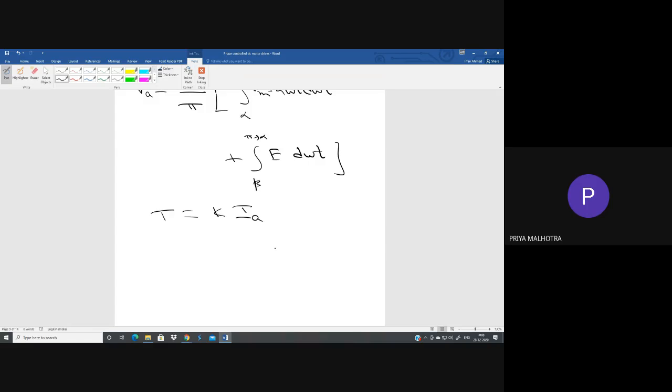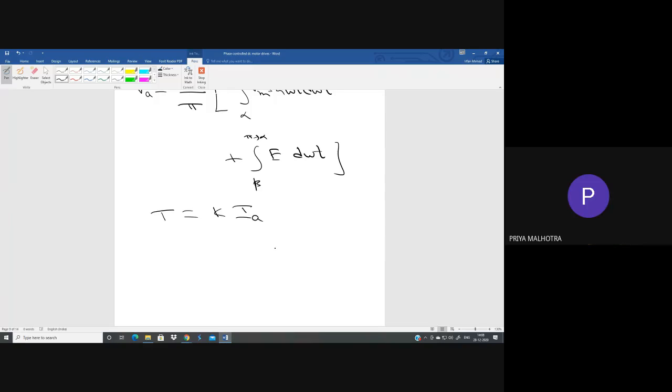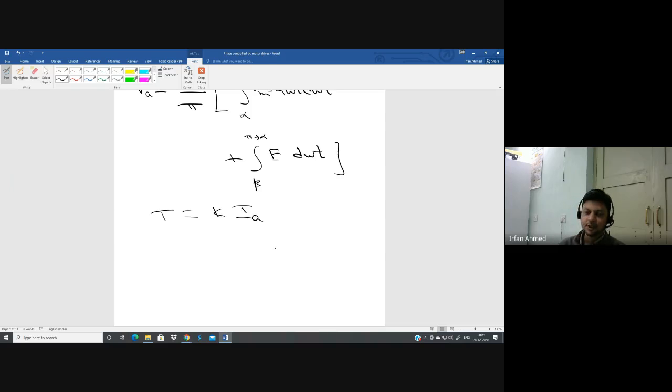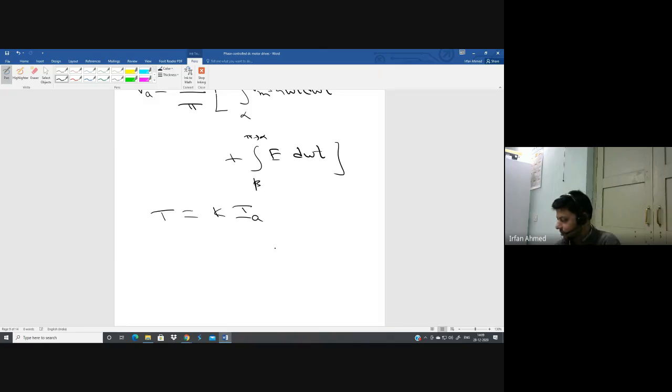Sir, why have you written torque is proportional to IA? Because this is a DC series motor. This is a DC separately excited motor, not series motor. Okay. K, you know what it is. What is K? K means multiplication of K and IF. Field is constant. Means K phi.